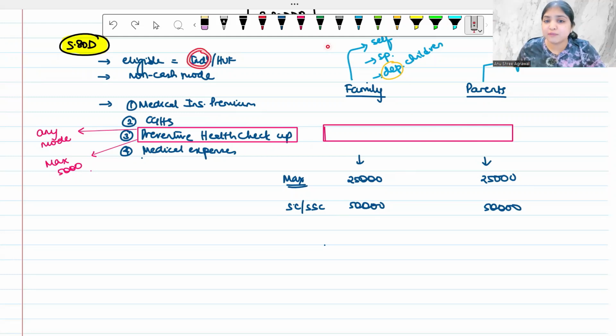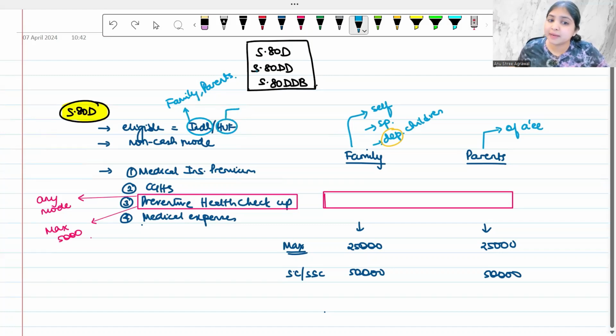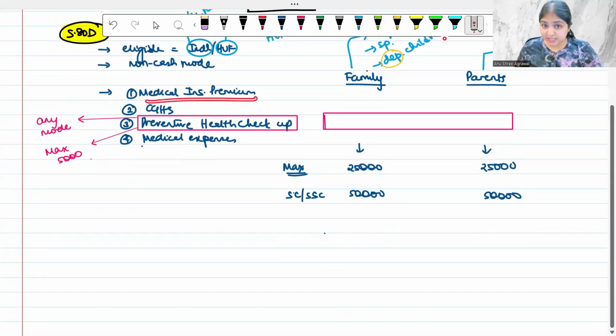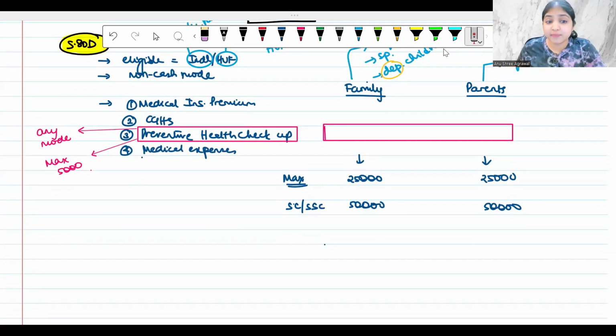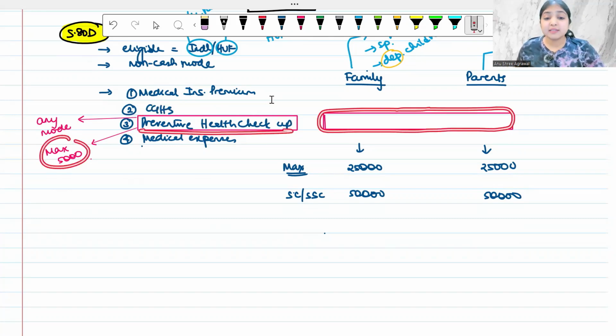So if assessee is individual, we're covering family and parents. Understanding, everybody? If the assessee happens to be individual, we are covering over here family and parents. The payments can be made in the name of family or parents. If the assessee happens to be HUF, the payment can be made in the name of any member of the HUF. Okay. The payment has to be made only in non-cash mode. We can make payment of medical insurance premium, or we can make a contribution towards central government health scheme, or we can also pay towards preventive health checkup. Preventive health checkup we can pay in any mode, and family and parents put together preventive health checkup should not exceed 5,000. Now listen to the next point.